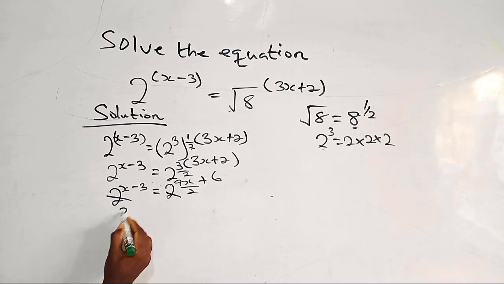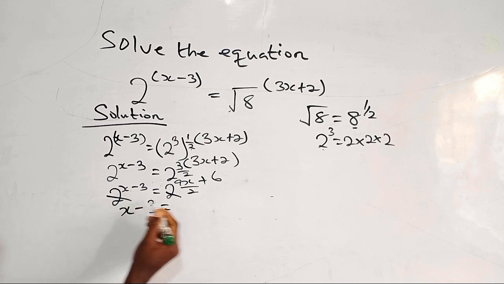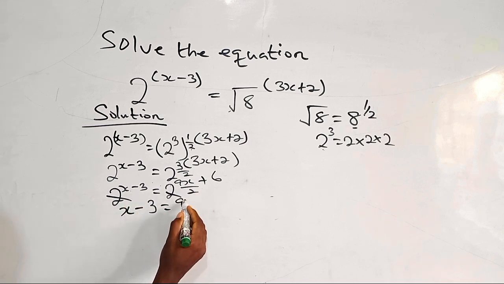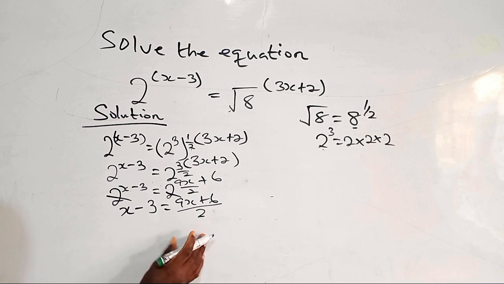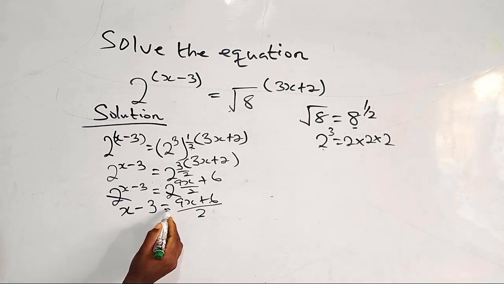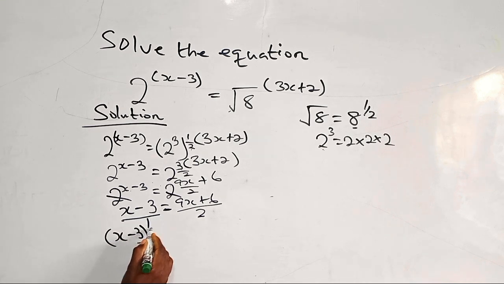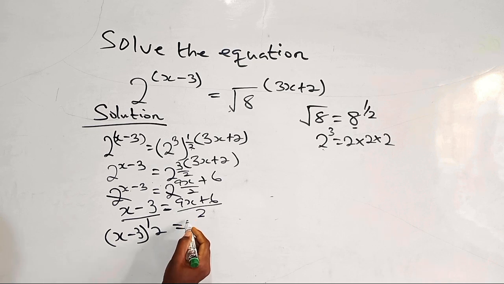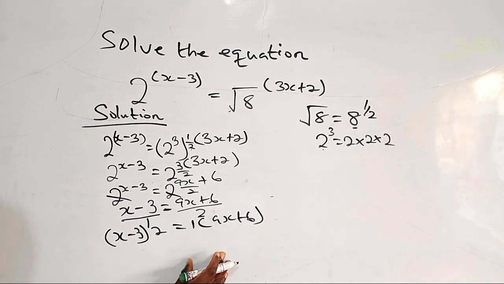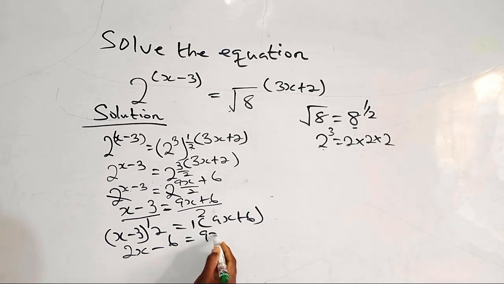We have this to be x minus 3. Here we have 9x plus 6 over 2. So from here, because of the equal sign, we can cross multiply. We multiply this, we have x minus 3 times 2 equals 1 times 9x plus 6. So when you open up, 2 times x is 2x minus 2 times 3 is 6. 1 times 9x is 9x plus 1 times 6 is 6.